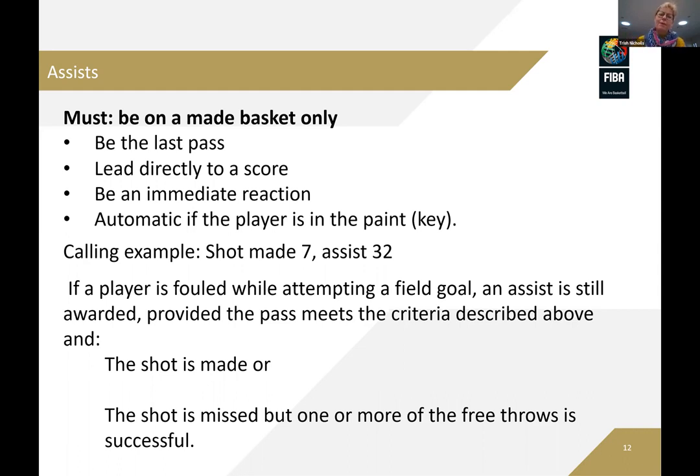Now, there's one other thing about assists. If the player receiving the ball is in the paint, the keyway, or the restricted zone, if you want to use the correct terminology, if they're standing in the keyway when they receive the ball, they shoot the ball and score, it's an automatic assist. So it doesn't matter if they put the ball on the floor and dribble around a player and then shoot and score, the person that passed them the ball will still get an assist, as long as the player is in the keyway when they receive the ball. So our calling example will be shot made 7, assist 32.